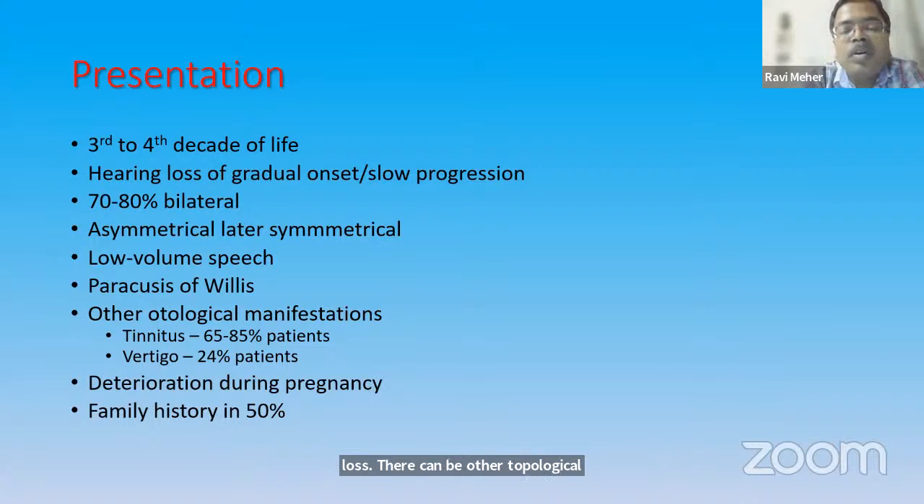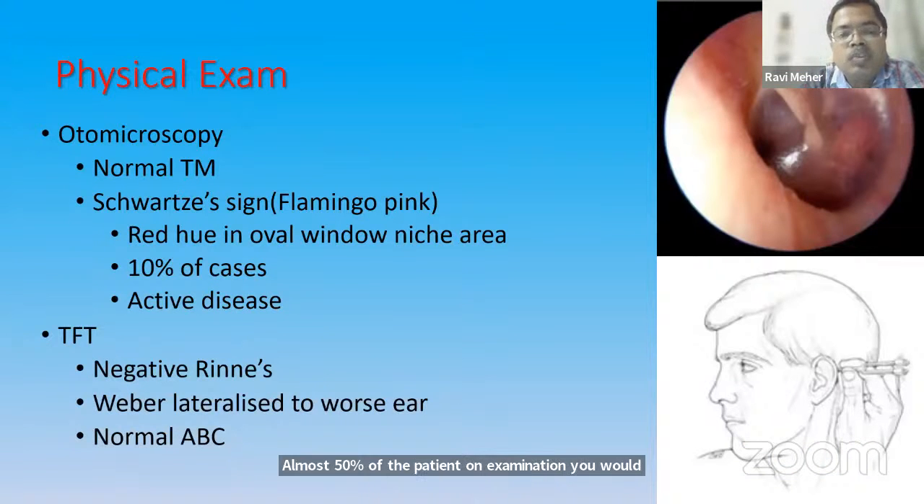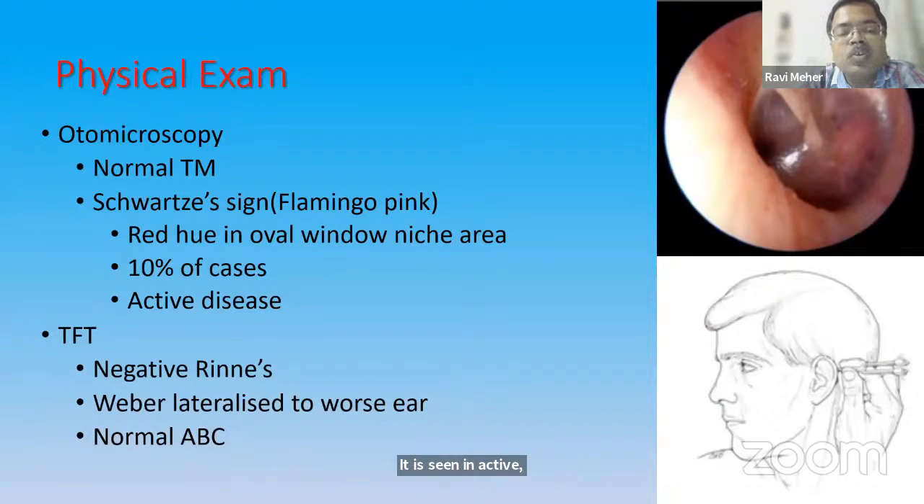It depends on the involvement of otosclerotic foci and whether there is a cochlear component or not. There can be deterioration during pregnancy. Hearing loss may accelerate during pregnancy, and there is a family history in almost 50% of the patients. On examination, you will find a normal tympanic membrane, Schwartze sign, which is also called the flamingo pink sign. It is seen in active foci. If there is an active foci or an otospongiotic foci in the footplate, then you can see Schwartze sign, but it is not seen in all the patients. And it suggests that the disease is active.